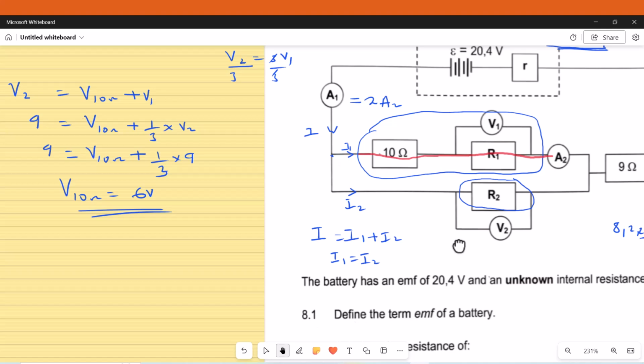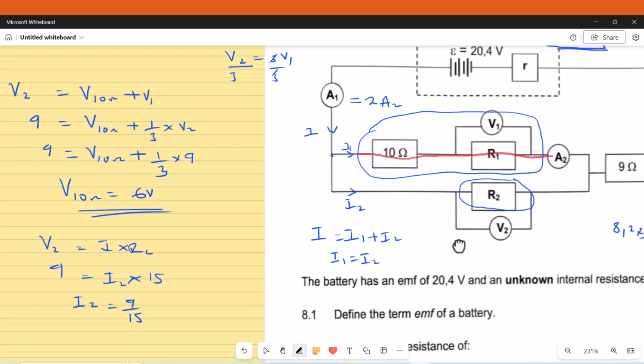Now that I know the voltages, my ammeter A1 is the same as I1 plus I2, because I know the V2, I can find the current. So I can say V2 equals I times resistor 2. V2 they said is 9. I'm looking for this current, in this case I2. What about resistor 2? We got it was 15, hope you remember, 15 ohms. So our current I2 equals 9 divided by 15.